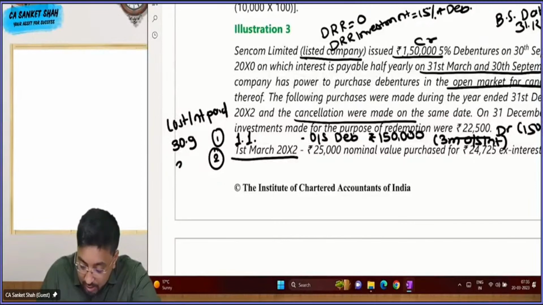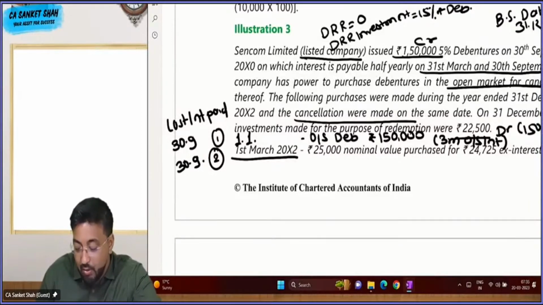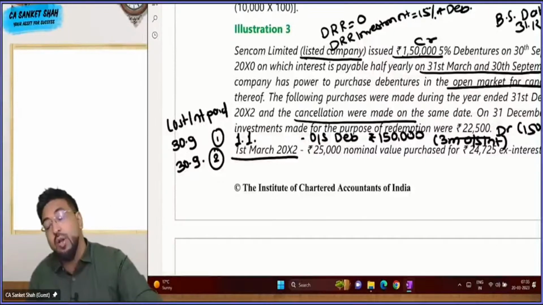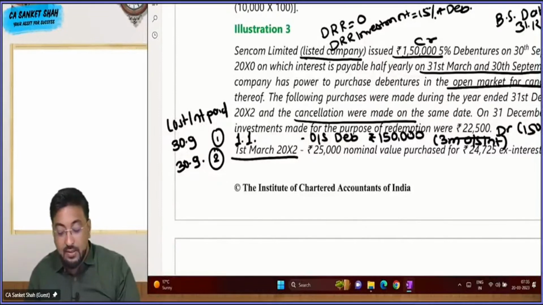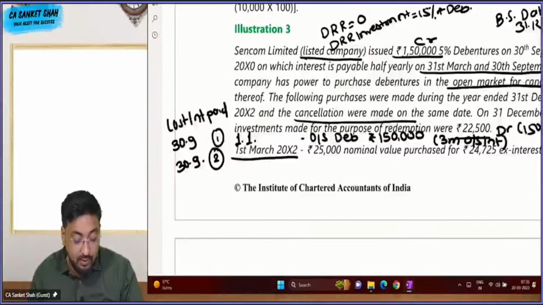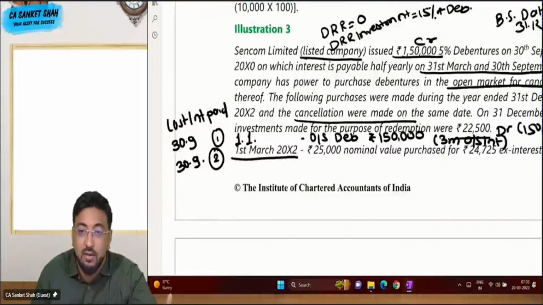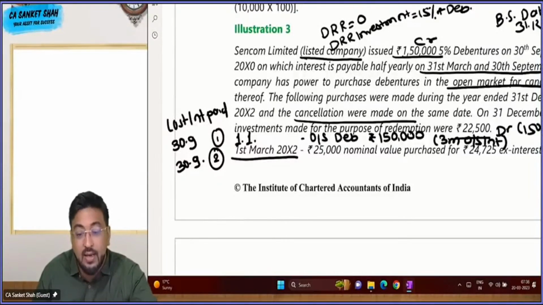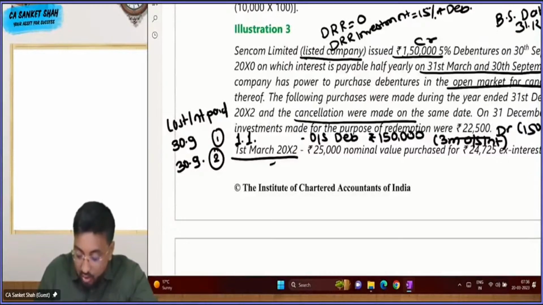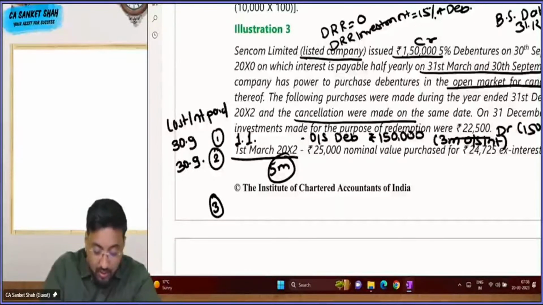And on 1st March the same thing is going to happen. How many months of interest are we going to pay to that previous owner? From 30th September: October, November, December, January, February. Don't consider March month. Why? Because 1st March is the first day, just one day of interest, we don't do such petty calculations. So how many months of interest? We are going to pay 5 months of interest.